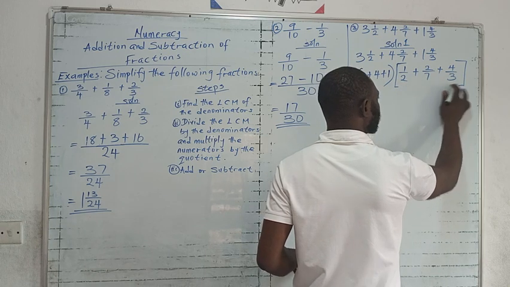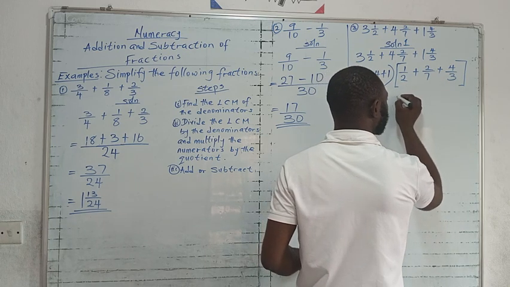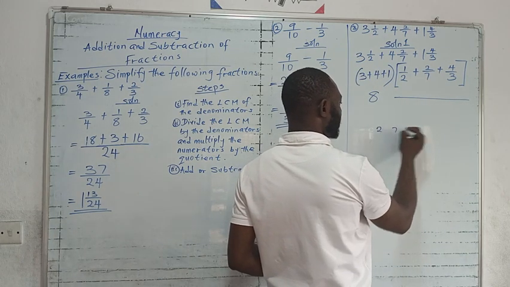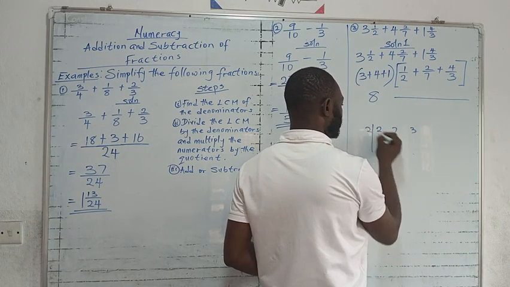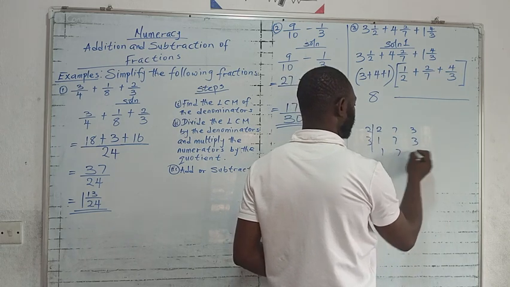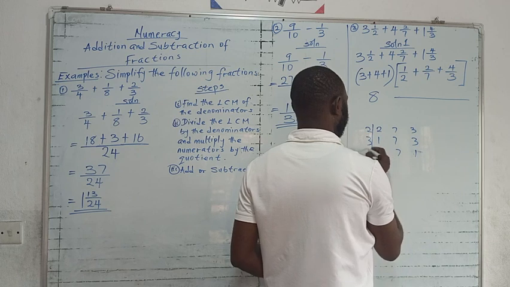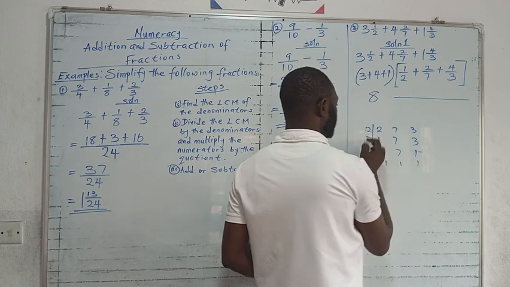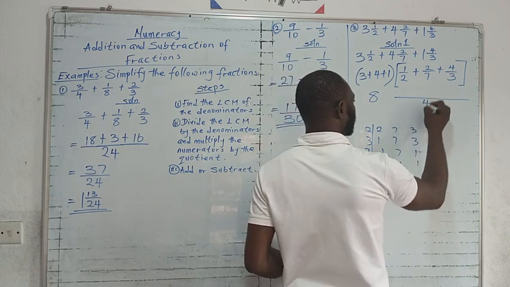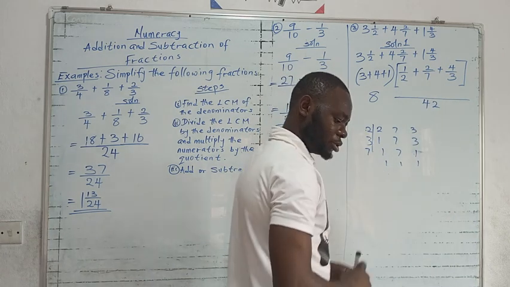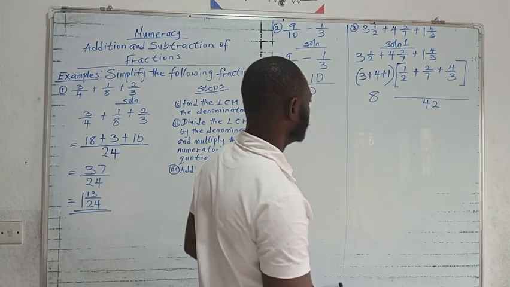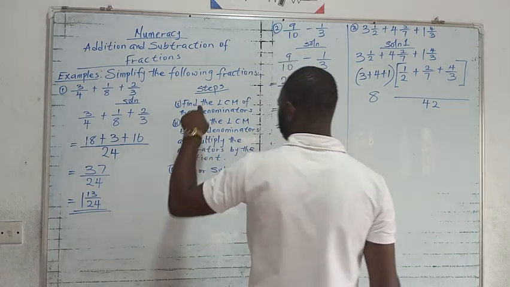Let me reduce this. We find the LCM. What's the LCM of 2, 7, and 3? Let's find it: 2 times 3 is 6, 6 times 7 is 42. So the LCM of 3, 7, and 2 is 42. So that's the first step.